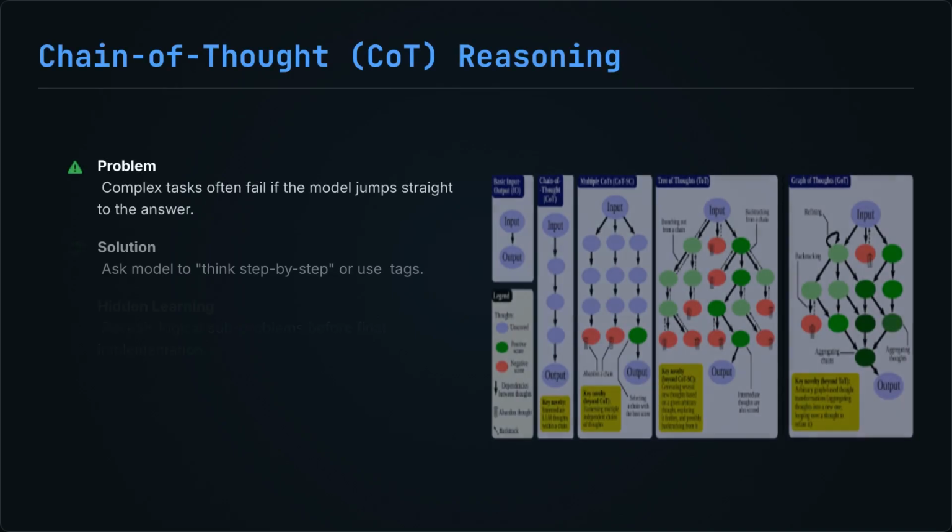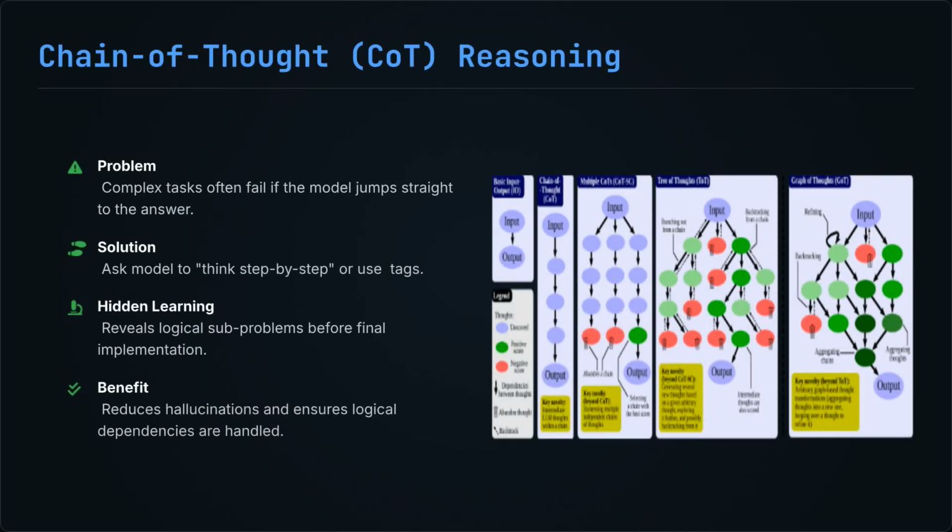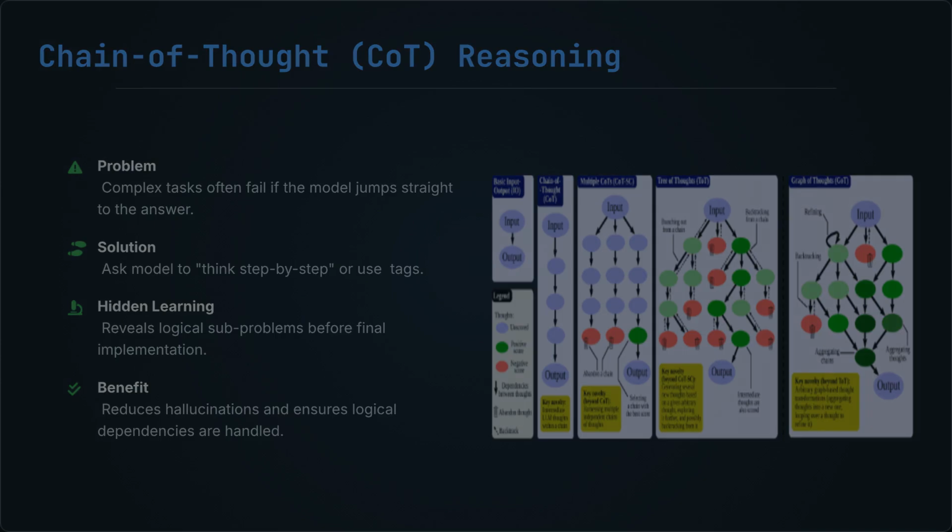Chain of thought, or CoT, reasoning solves the problem of complex task failure. By asking the model to think step by step, it reduces hallucinations and reveals logical subproblems before implementation.